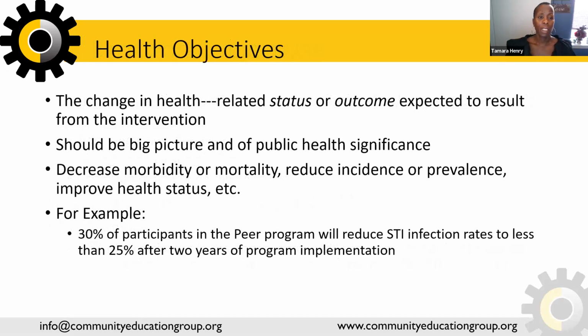Now, for a health objective, this is specifically related to the status or outcome expected to result from your intervention. This should be a big picture and of public health significance, where it specifically decreases morbidity or mortality, or reduces the incidence, meaning the new infections, or the prevalence, the overall rate, to improve one's health status. So for example, a health objective may read 30% of participants in the peer program will reduce STI, just sexually transmitted infection rates, to less than 25% after 2 years of program implementation. Note how specific this is.